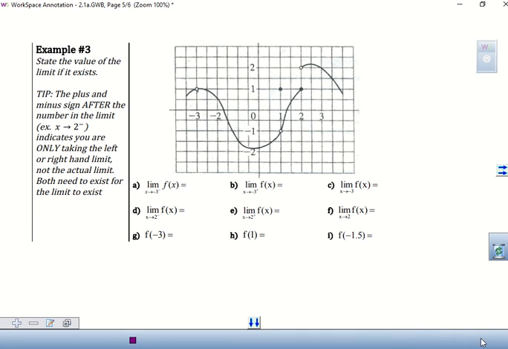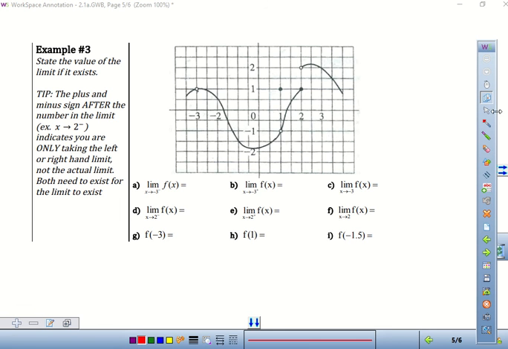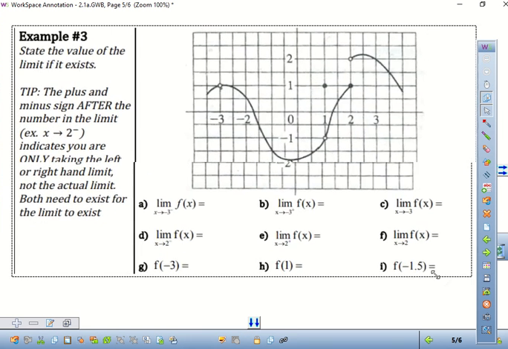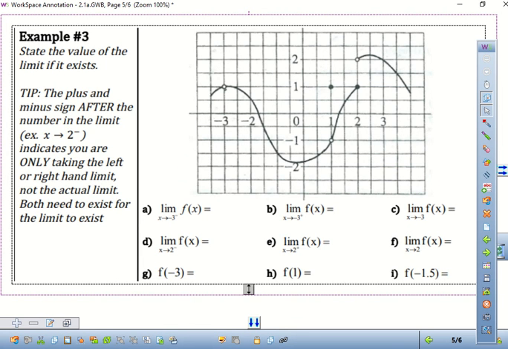Alright, so let's do an example where we talk about that. I think I can make this a little bigger. Yeah, you probably did do it last year a little bit.